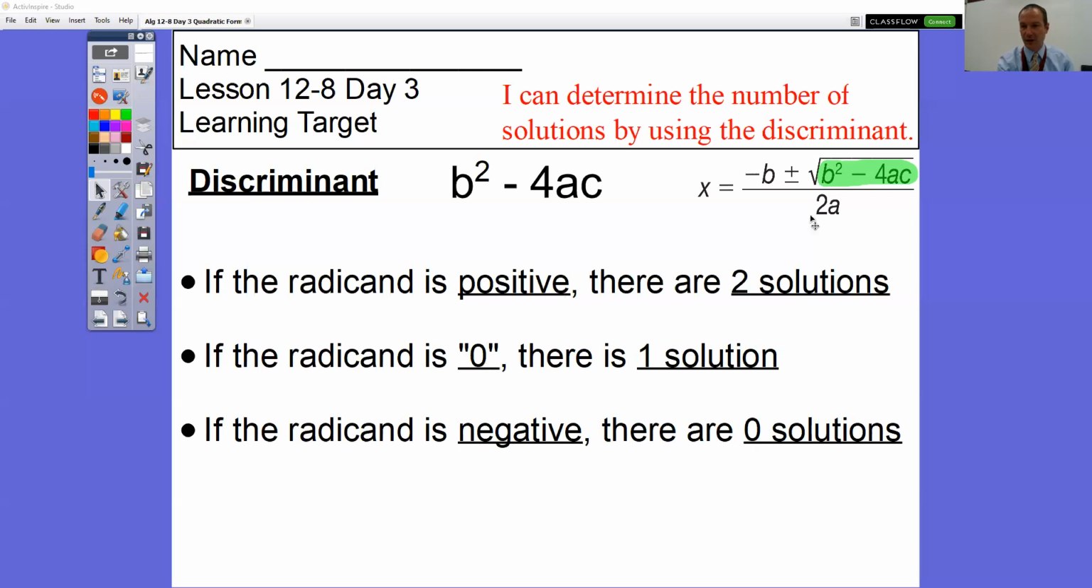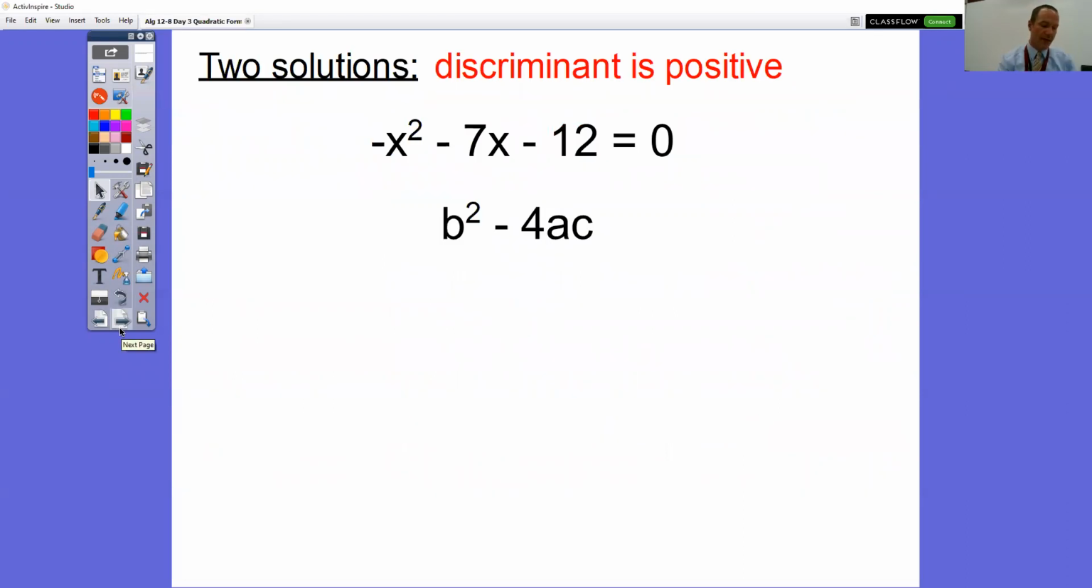If the radicand equals 0, so when you do b squared minus 4ac and we get a 0 underneath that square root symbol, there's actually only one solution. When you split it into two with the plus and minus, it would be the same answer on both sides. And if the radicand is negative, there are 0 solutions. Remember, that's when you have a negative underneath the square root symbol. That's an imaginary number. You can't take the square root of a negative number, so there are 0 solutions. So again, we're working with the discriminant, the b squared minus 4ac part of the quadratic formula today.